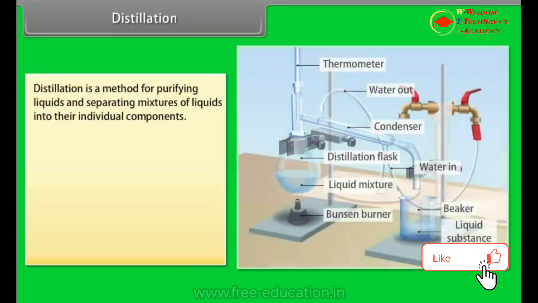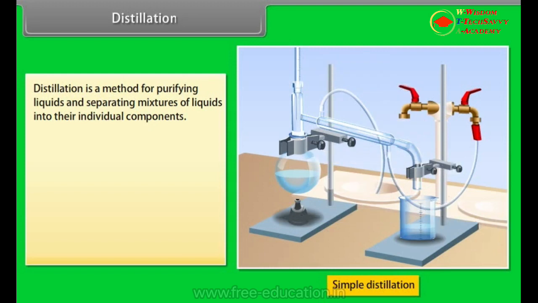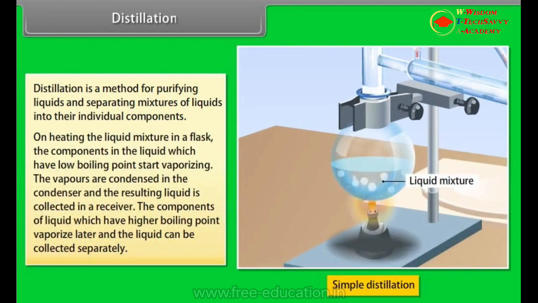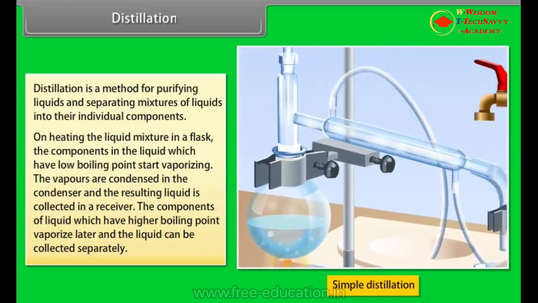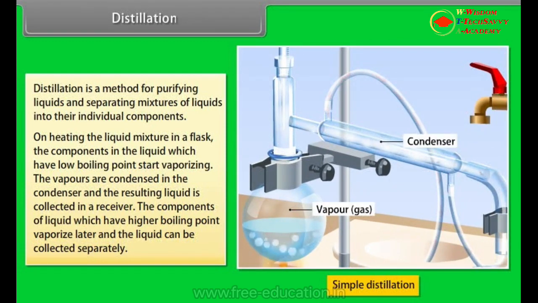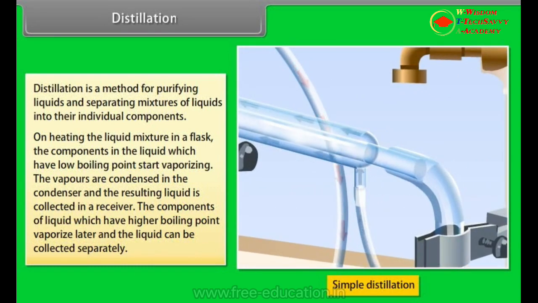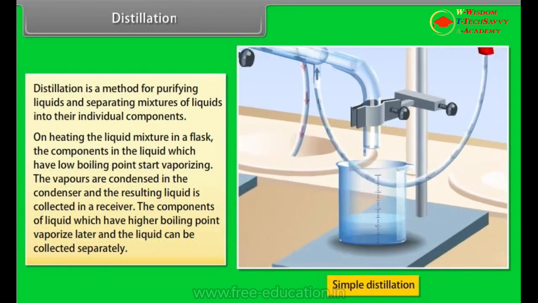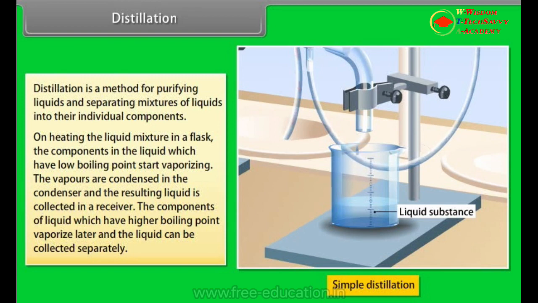Distillation. Distillation is a method for purifying liquids and separating mixtures of liquids into their individual components. On heating the liquid mixture in a flask, the components which have a low boiling point start vaporizing. The vapors are condensed in the condenser and the resulting liquid is collected in a receiver. The components of the liquid which have a higher boiling point vaporize later and can be collected separately.